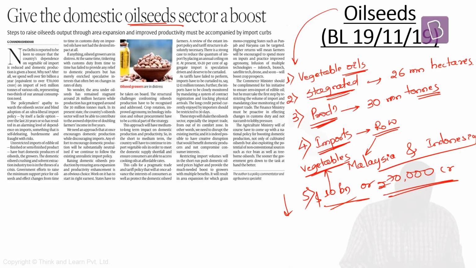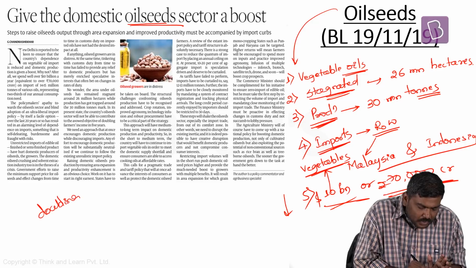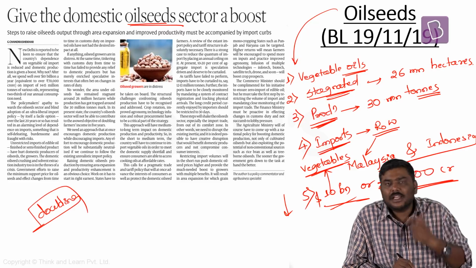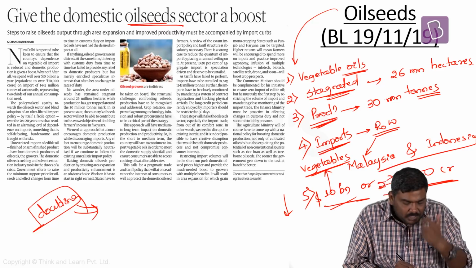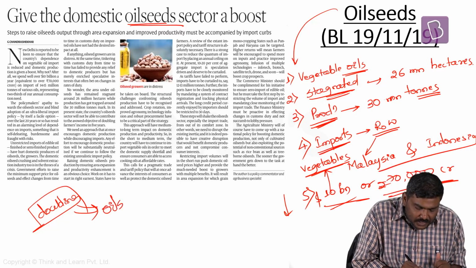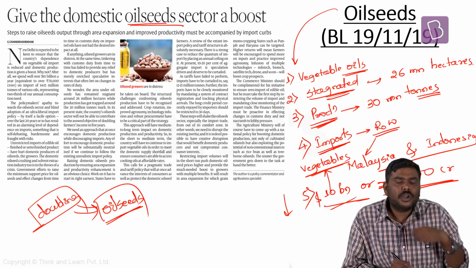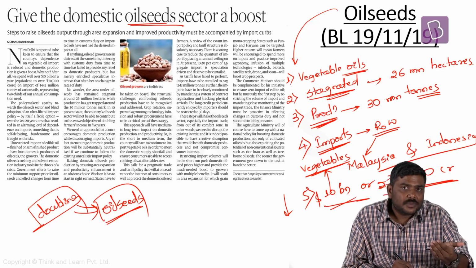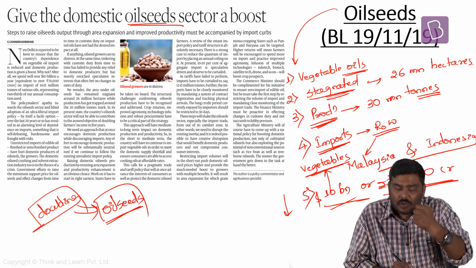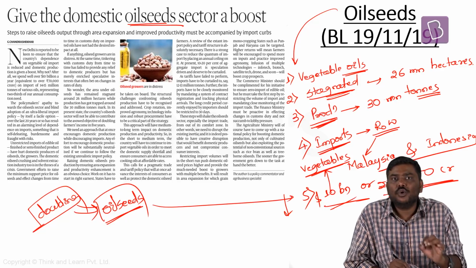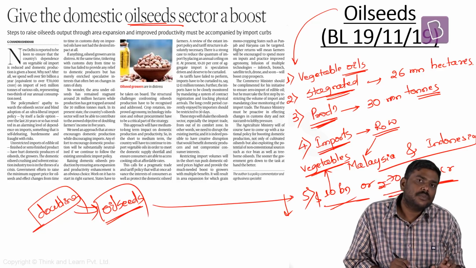Now, the Government of India has set an objective of doubling the income of the farmers, and one of the ways to double the income of the farmers is to ensure that farmers get better remunerative prices by producing oilseeds. So the Government of India wants to promote more and more domestic production of oilseeds, which will not only provide better remunerative prices for the farmers, but will also address the import issue of these vegetable oils.